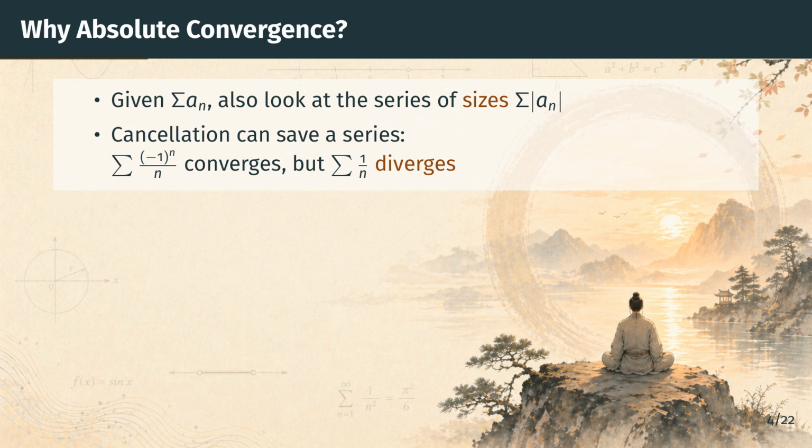Here's the key tension, shown on the slide. The alternating harmonic series, the sum of (-1)^n over n, converges. We proved this back in the section on summation by parts using the alternating series test. Yet if we replace every term by its absolute value, we get the ordinary harmonic series, the sum of 1 over n, which diverges. So this series only converges because of cancellation between positive and negative terms. Its convergence is fragile.